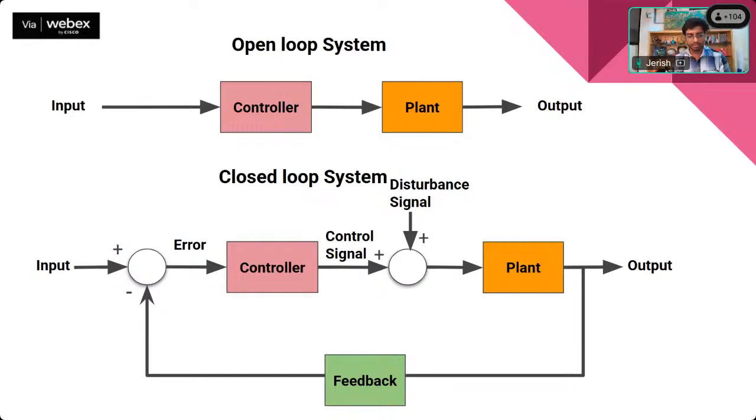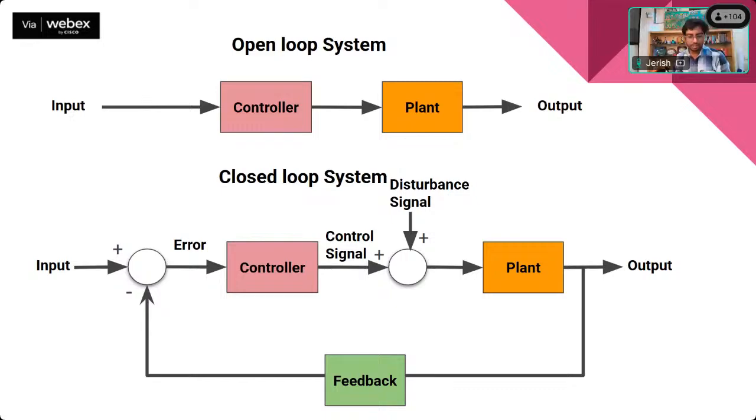You can think of an example like a microwave. You keep food in a microwave and it is timer based. After some time, it won't check whether the food is actually cooked or not. It will just stop after the time, assuming the work has been done. That's one example of an open loop system.